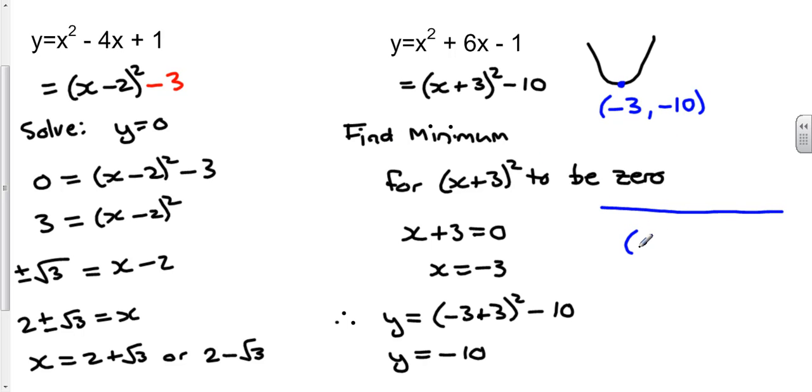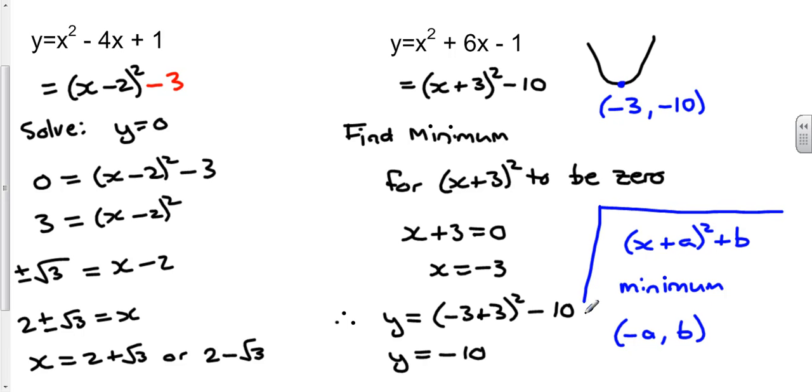And more generally, if you complete the square and you get x plus, let's say, a squared plus b, then the minimum point is always going to be the opposite sign of a and whatever b is. And therefore you can use completing the square to find the minimum or indeed the maximum.